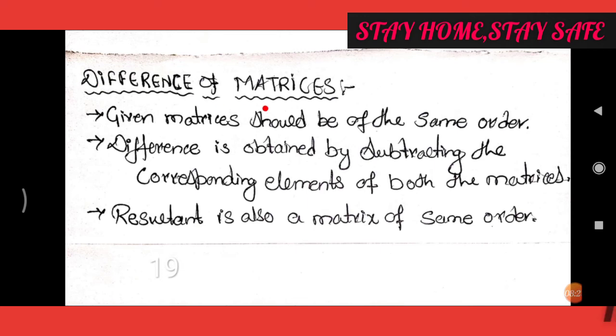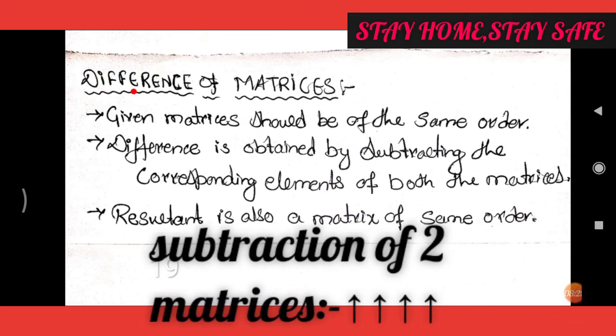So difference of matrices means, as the name suggests, we get the subtraction of two matrices here. Given matrices should be of the same order. To find the difference of two matrices given in the question or any asked place, they should satisfy the condition that they should be of the same order. And then the difference is obtained by subtracting the corresponding elements of both the matrices.